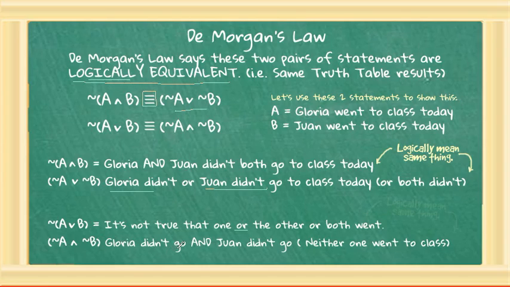Gloria didn't show up, and Juan didn't show up, so neither one was at class. So in this case, both of these represent no one showing up to class. Either one or the other happened, not, so none of them could happen. And here it's not A and not B. They must have both not showed up. So we see from this scenario that these are equivalent to each other logically.